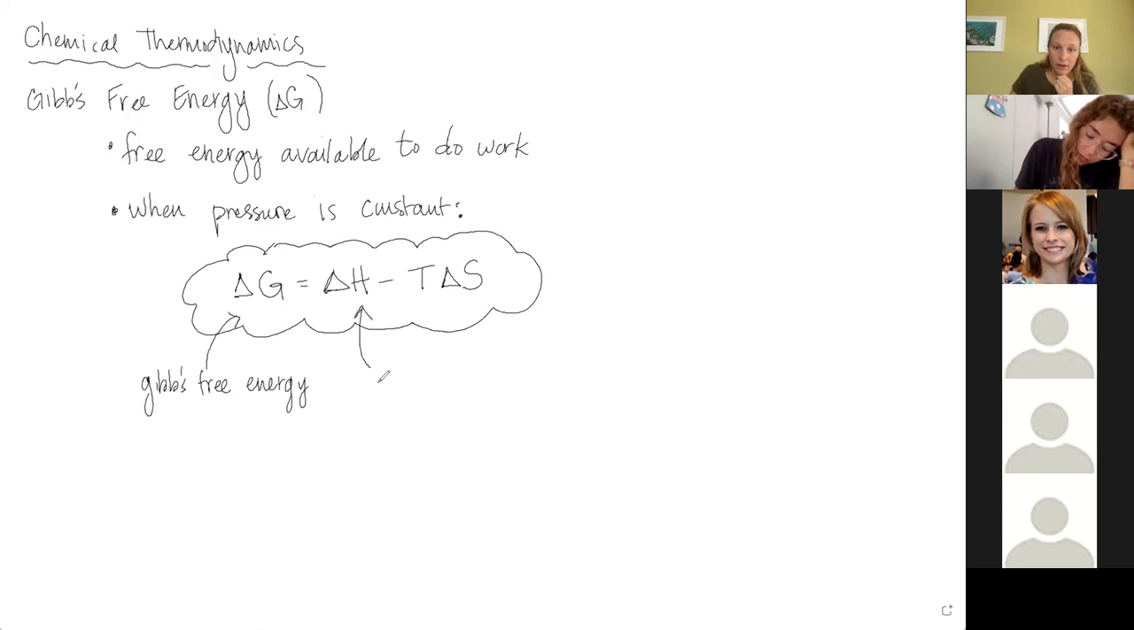This is our change in enthalpy. This is our temperature in Kelvin. So it's important that it's in Kelvin because it will always be greater than zero. You're never going to have a negative temperature. And this delta S here is our change in entropy.